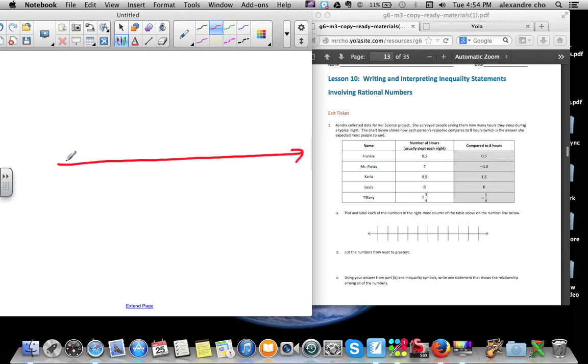Okay, so the average amount of hours they say that most people should sleep is 8 hours. So Frankie over here, and let me make a number line. I don't need a big one. I need to go up to 2 over here. That's 0. I need to go down to negative 2 over here. That should be enough. Most people sleep an average of 8. So Frankie sleeps 8.5, which is 0.5 more than the average. So here's 0.5 between 0 and 1.